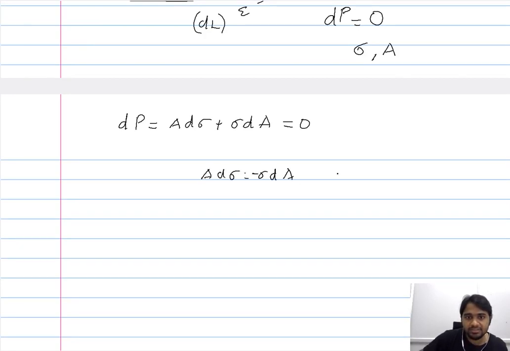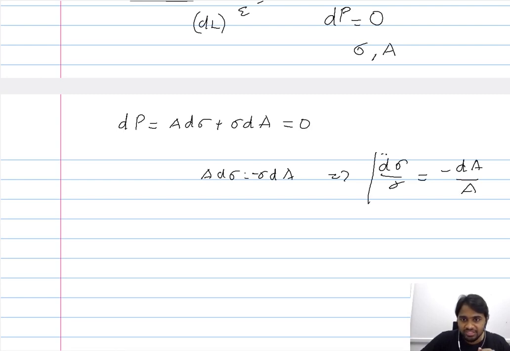minus of this, and then, rather, it's minus of dA by A. So this is the condition that characterizes the instability in tension.